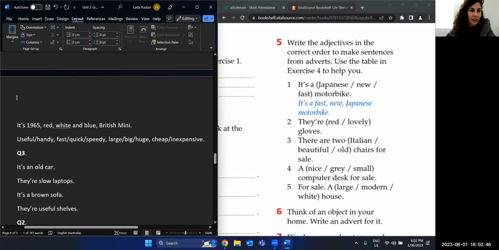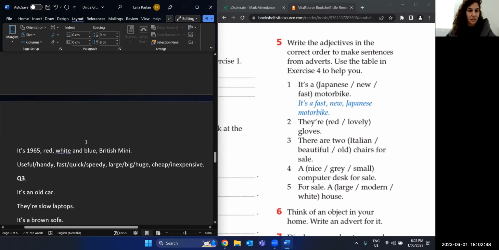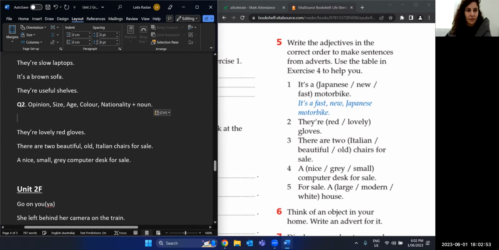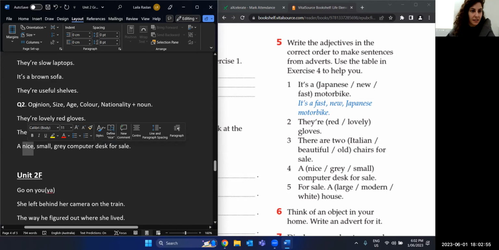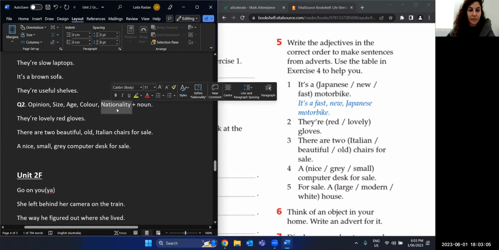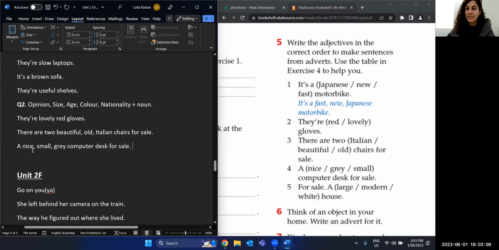So I'll write this one here. I can see nice, opinion, small, size, gray, color. It didn't tell me the age. It didn't say new, old. It didn't say where it's made, in Japan or whatever. Good. So that's a nice title for an ad. So you can see you've added your adjectives to describe whatever you're selling.